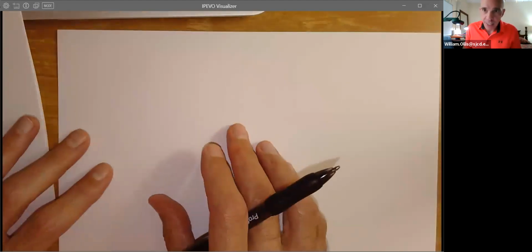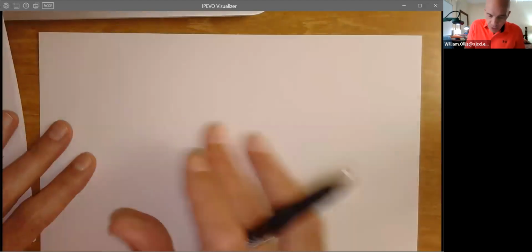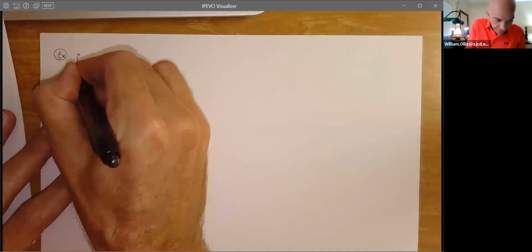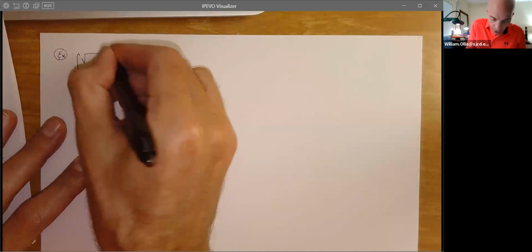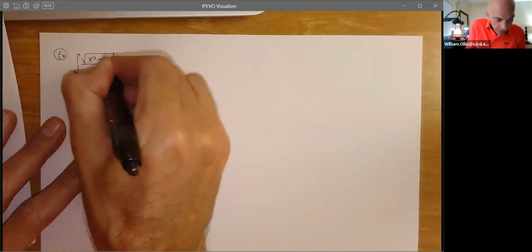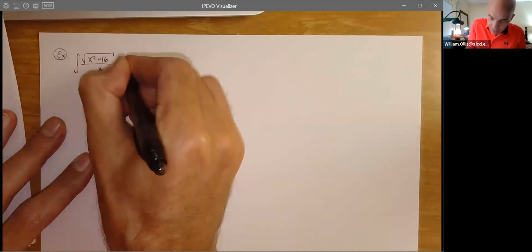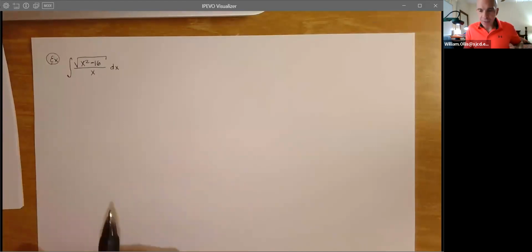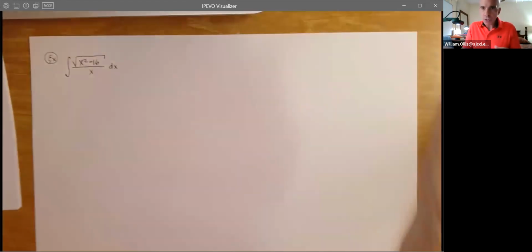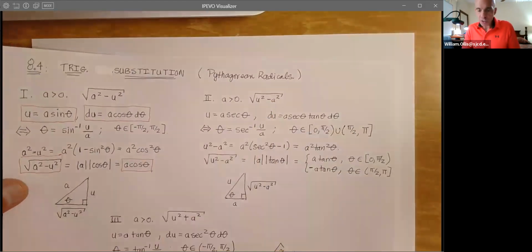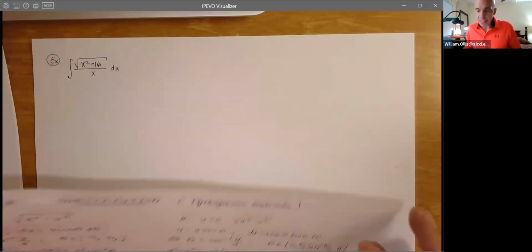So the first example will be here. This will be the integral of the square root of x squared minus 16, divided by x, dx. Now, when we look at this and we think about this, we go back to this one. That is the secant substitution, because we have the x squared minus the 16. So we're going to use this substitution.